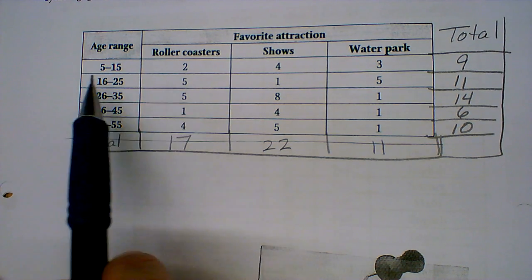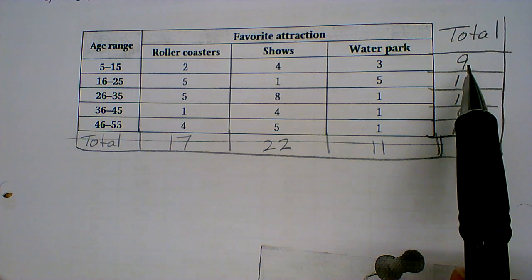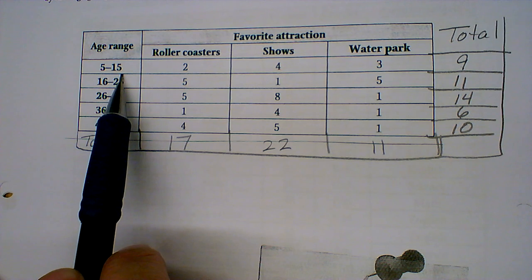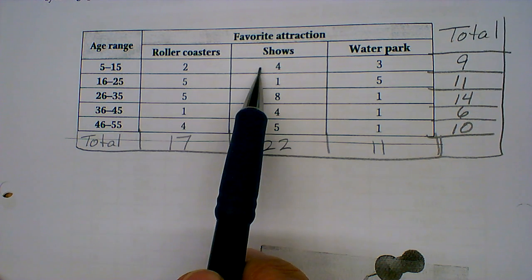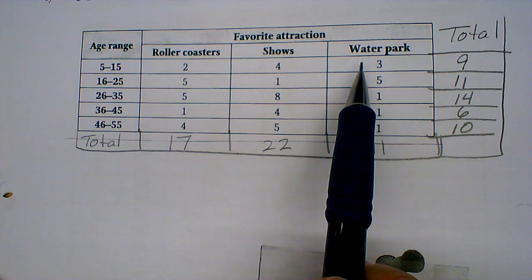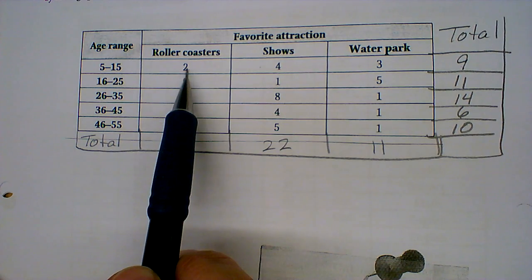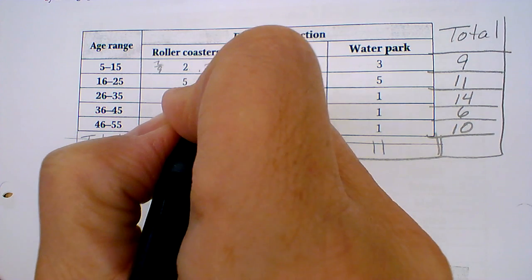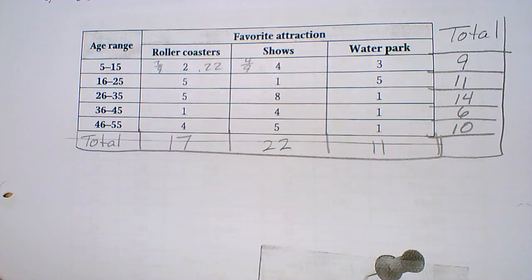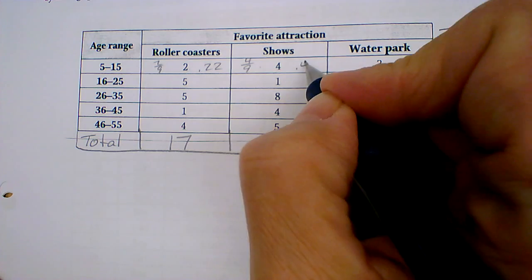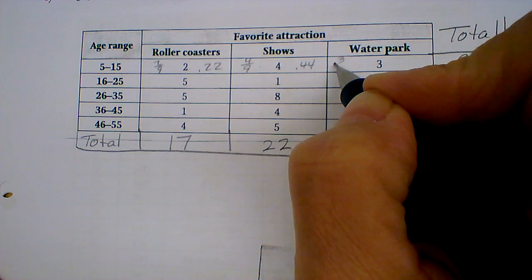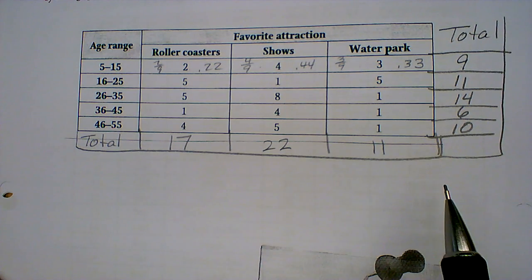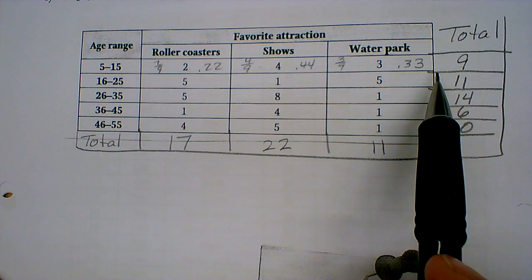So that means I'm going to look across my row, and I know that I have 9 visitors who fell between 5 and 15. So if I want to understand my conditional relative frequency in each row, I would take 2 and divide it by 9. So 2 divided by 9 would give me 0.22. 4 divided by 9 would give me 0.44. And 3 divided by 9 would give me 0.33. So I'm not doing it by the total, I'm looking across by age group.